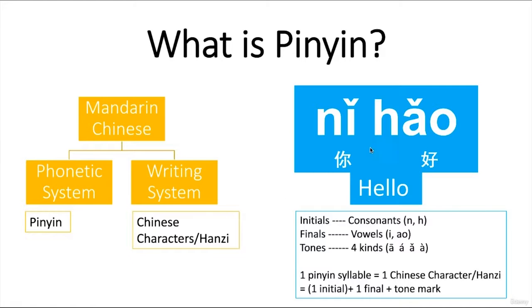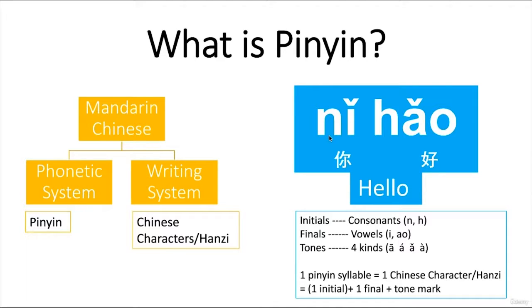On the right side, you can see an example. Hello in Chinese is 你好. On the top of the Chinese characters is the Chinese pinyin syllable. Each character has a sound, which means it has one Chinese pinyin syllable. And what is pinyin composed of? Let's take 你 for example.